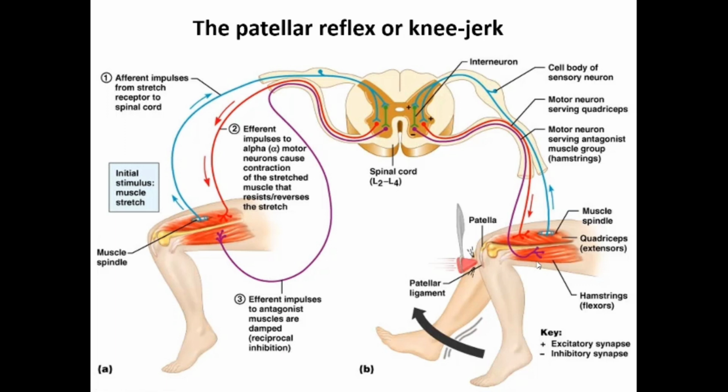We need this kind of function during running and walking. We cannot have contraction of both opposite muscles. With contraction of both of them, we cannot walk, we cannot run. So by this way, the muscle spindle regulates the function of the opposite muscle. When we tap on this tendon, by stretching, at the end we have a kicking movement of the leg.